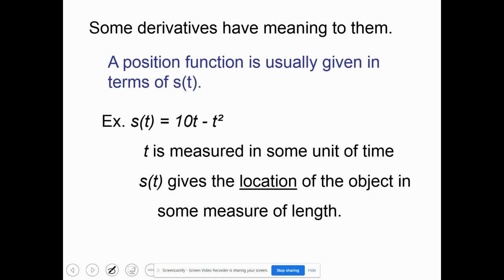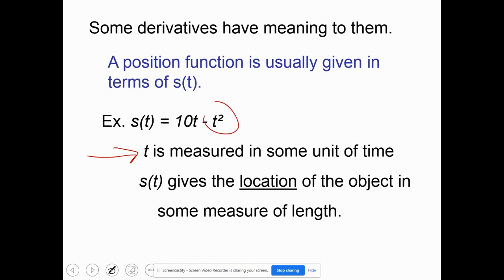So for example, if s of t equals 10t minus t, and I'm just giving you this as information. T is measured in some unit of time. Depending on the problem, T could be seconds, it could be minutes, it could be hours, it could be years, it could be decades, you name it. T could be anything. S of T gives the location of an object in some measure of length.